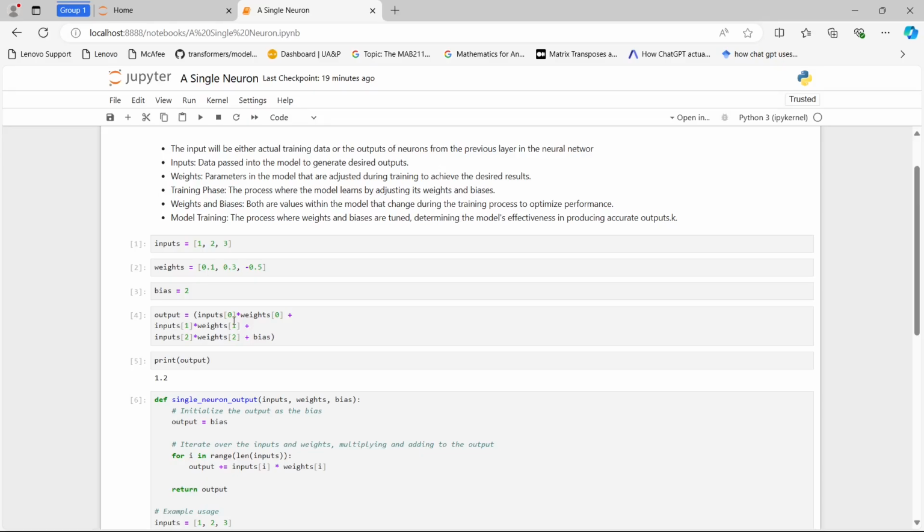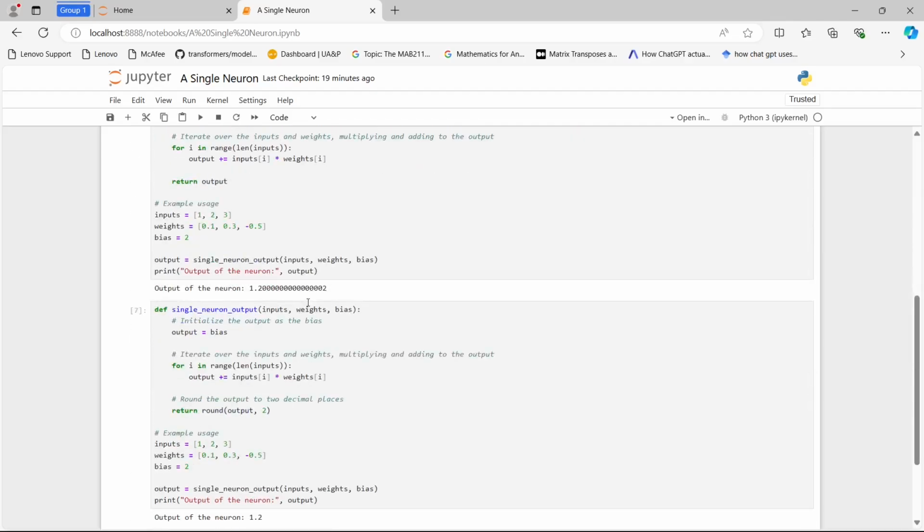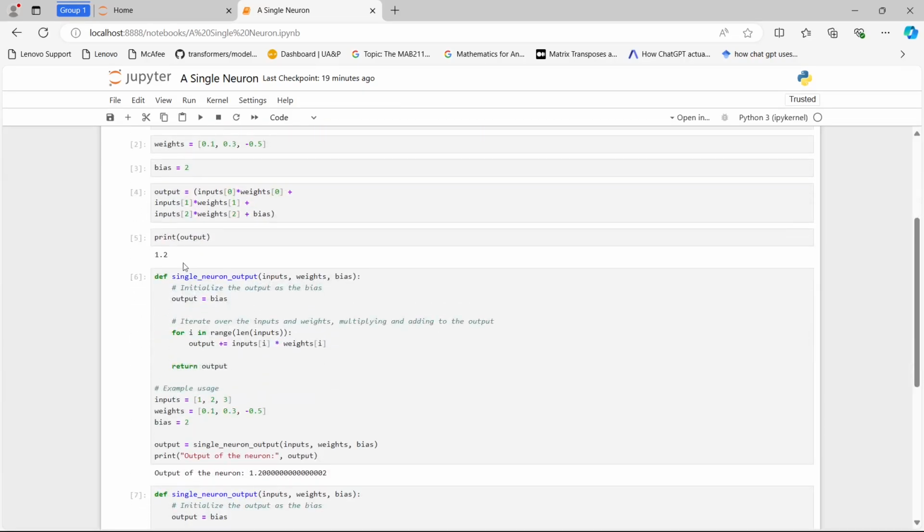So input index 0 means here 1 and 0.1. These are the values in index 0, then times weight 0, plus 2 and 0.3, and then plus the product of 3 times negative 0.5. Then we add the bias after we get the results of all of these multiplications and additions. When we print the results, we will get 1.2.